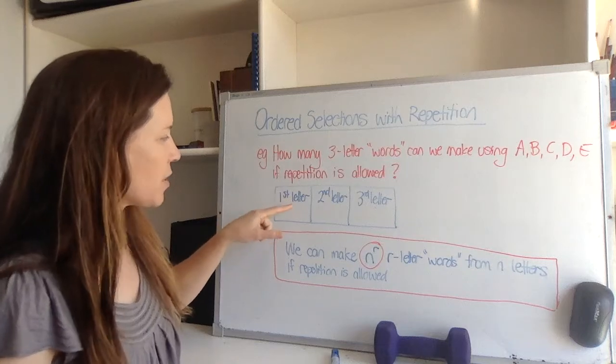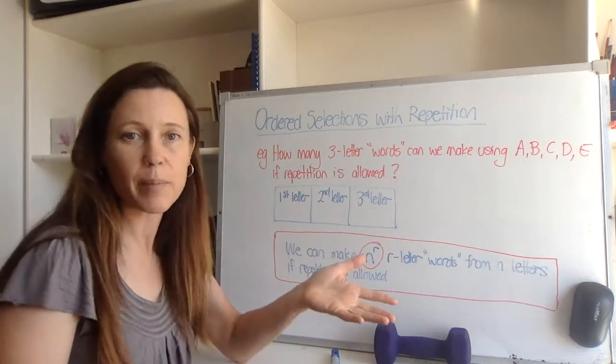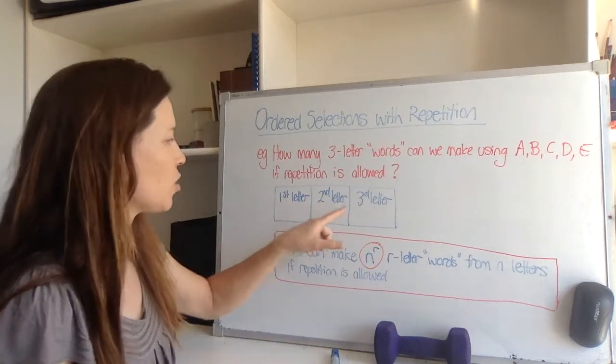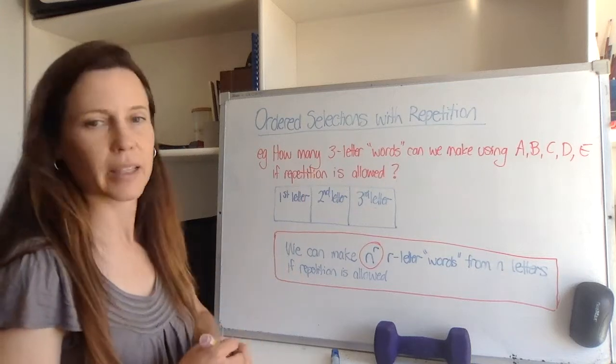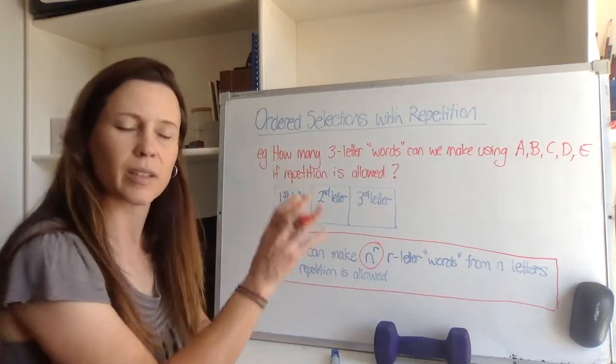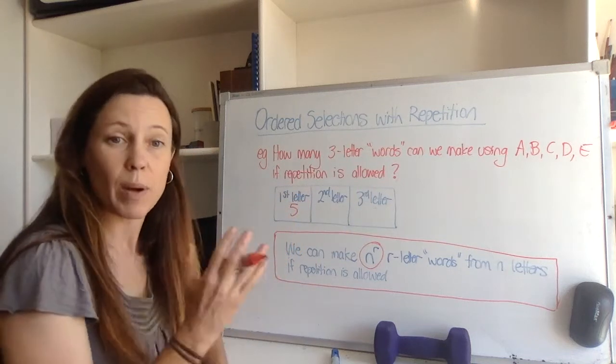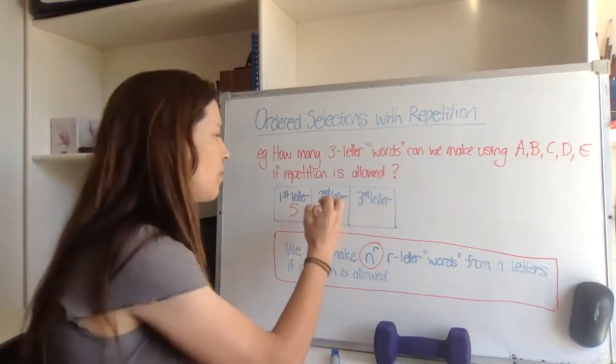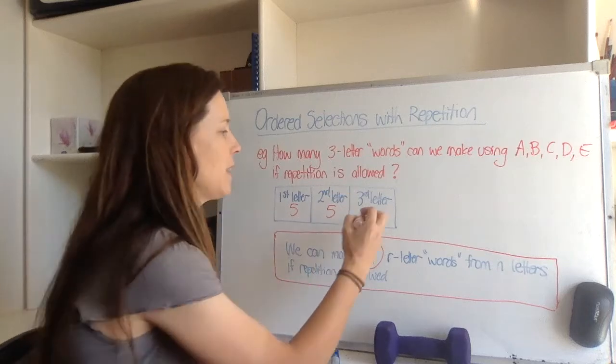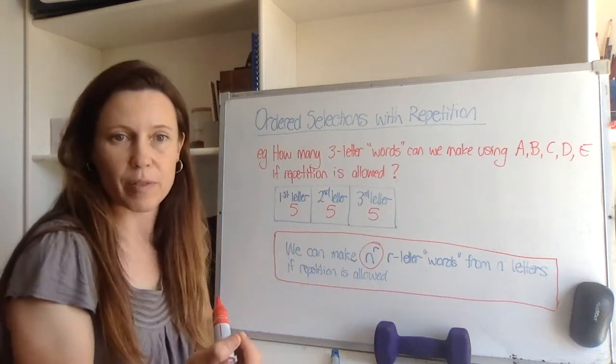But the idea here is that you can use boxes to think through how many options there are for each of your letters. So when you go to select a letter to be in the first letter of the word, there's 5 different letters to choose from. Repetition is allowed, so there's still 5 letters to choose from for the second letter and 5 letters to choose from for the third letter.